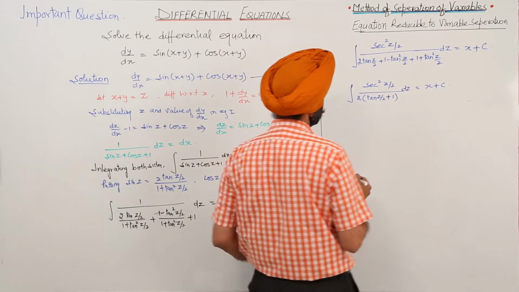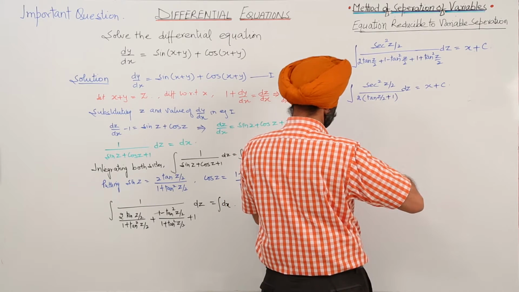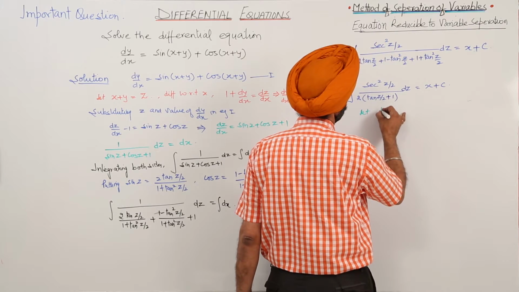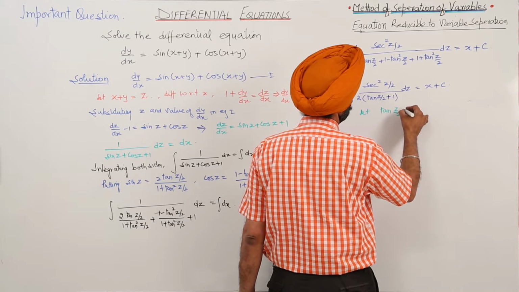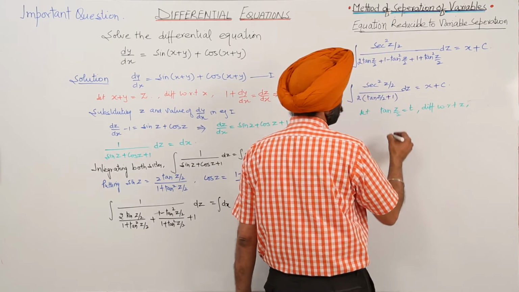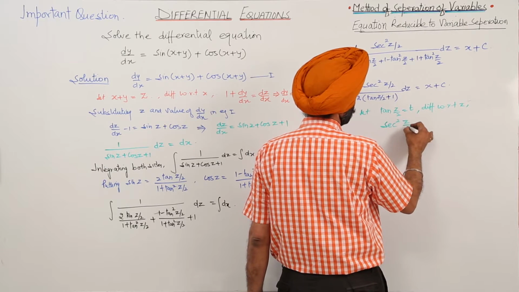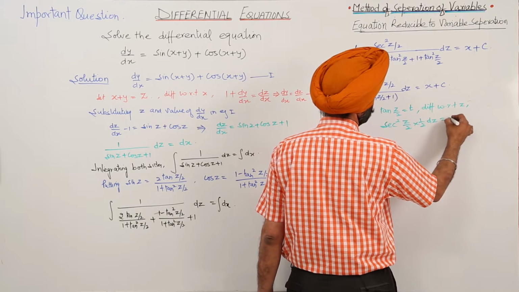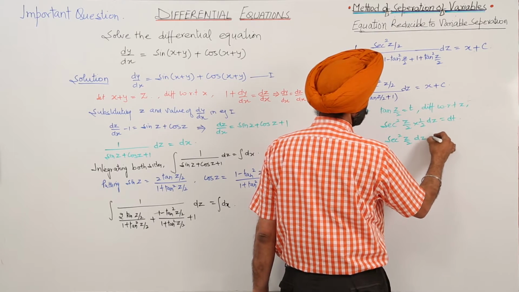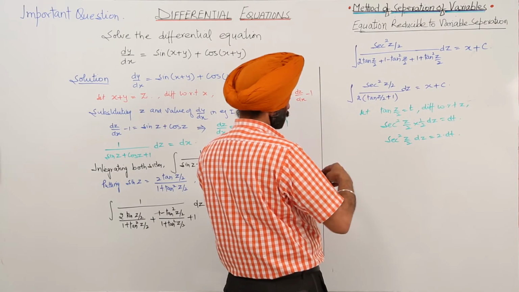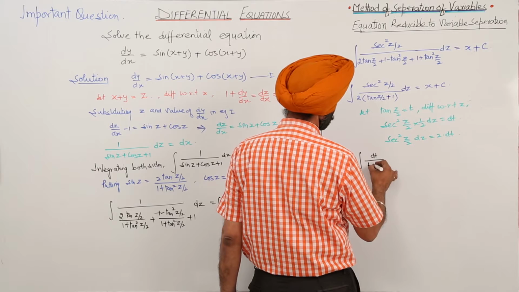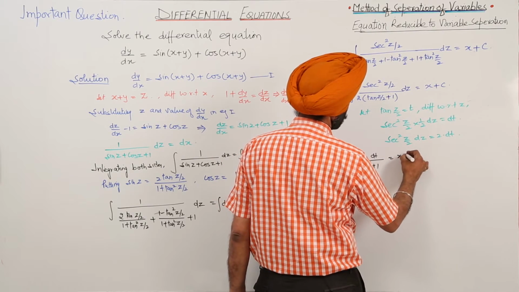Now let tan(z/2) is equal to t. Differentiating with respect to z, we are having secant square(z/2) into 1/2 dz is equal to dt, or secant square(z/2) dz is equal to 2 dt. Now substituting the values, integration of dt upon t plus 1 is equal to x plus c.